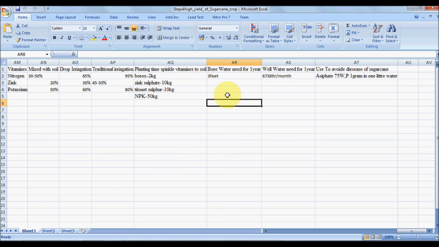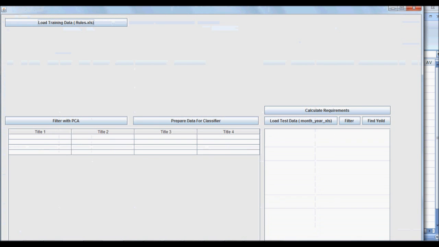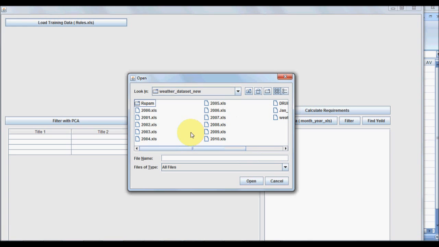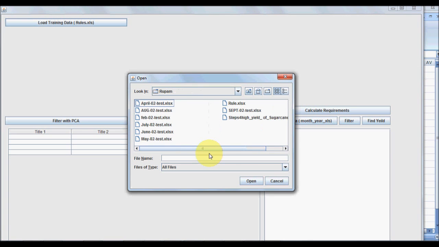This project is developed using Java, NetBeans. Now first would be loading the training data. The training data is a rule set. Now this rule set is the observed data acquired from the agricultural department. What this data does, so I'm going to introduce this rule data.